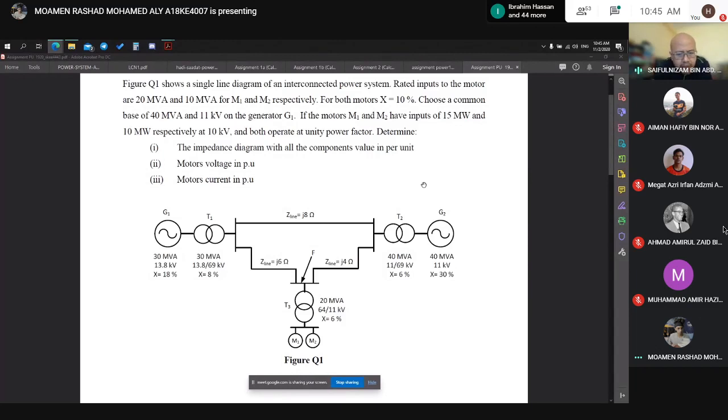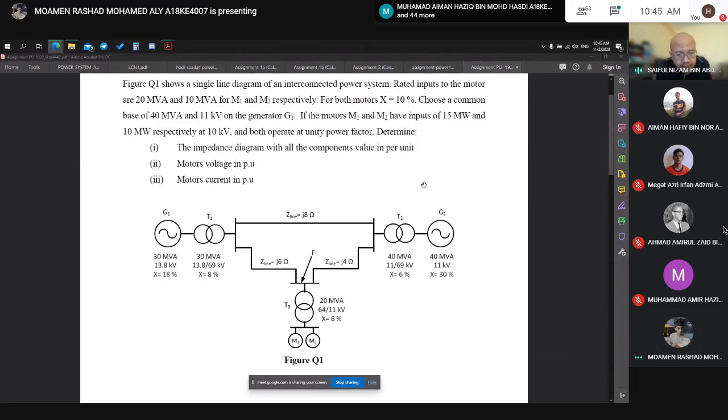If motor 1 and motor 2 have input of 15 megawatt and 10 megawatt, given the power at 10 kV, 10 kV is the actual value of the voltage, and operate at the unity power factor. So meaning that cos theta equal to 1, or theta equal to 0, right? Unity power factor. Okay.